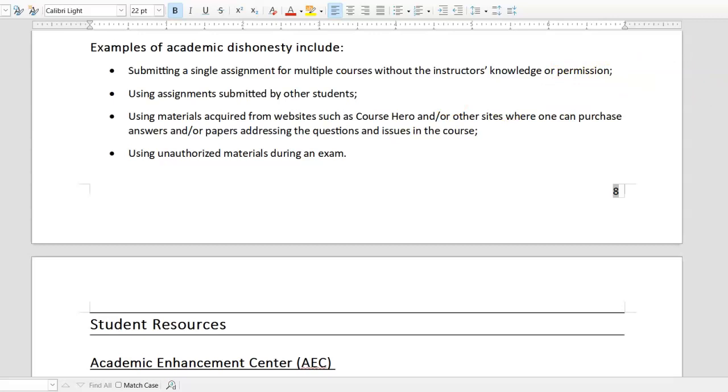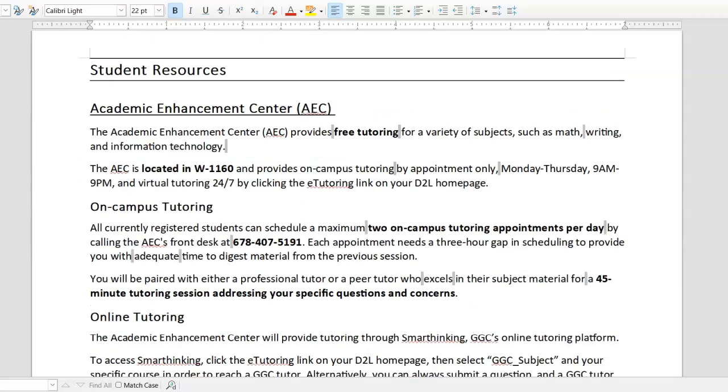Assignments submitted by other students, that's a big no-no. I've actually had students who for some reason think it's okay to copy and paste discussion posts from other people. I'm like, no, that was their work, not yours. Of course, using paper mill courses, Course Hero and others, and using unauthorized materials during an exam. The only materials that you will be allowed to use for the exams will be your textbooks and the sources I've provided.